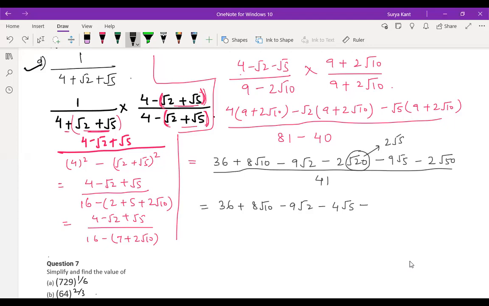You can write, but only inside the root you should write 2 into 5. But what is the use of it? Don't write here. If root is coming, just write 10 only. Don't write 2 into 5. Okay. Understood?